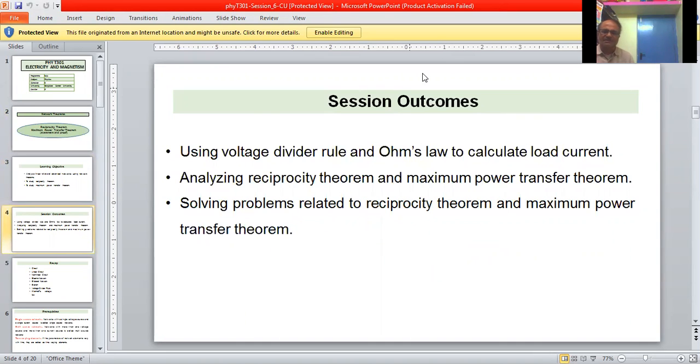And the session outcomes will be: we'll learn the voltage divider rule and Ohm's law to calculate load current, and how to analyze the reciprocity theorem and maximum power transfer theorem. We are also going to solve some problems on the reciprocity theorem and the maximum power transfer theorem.